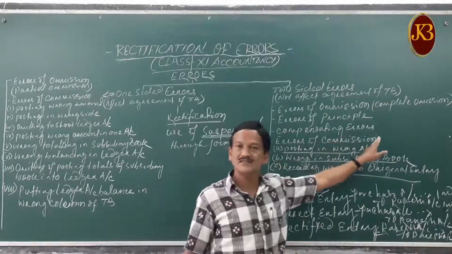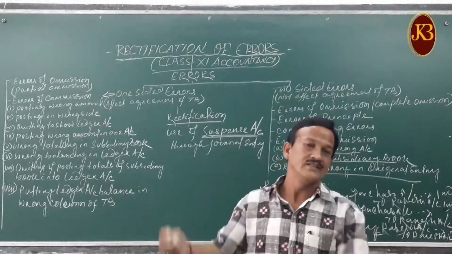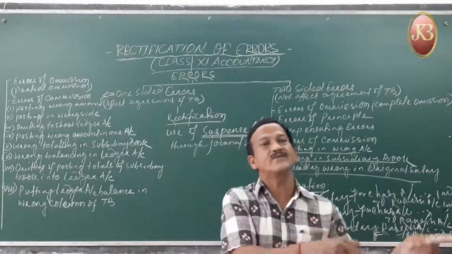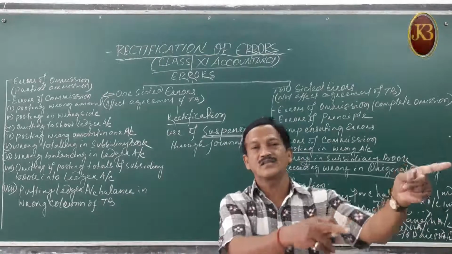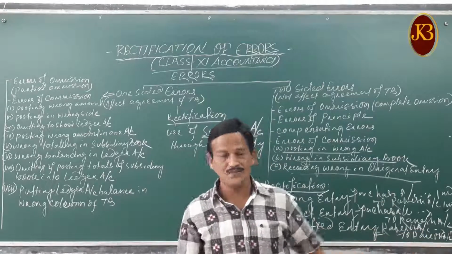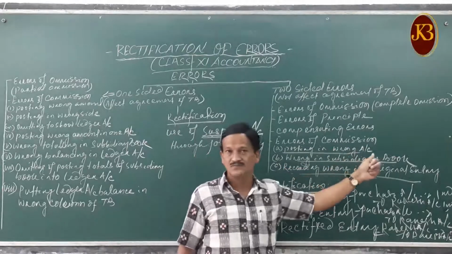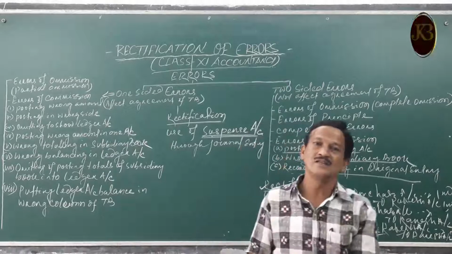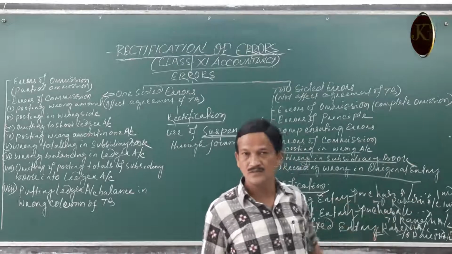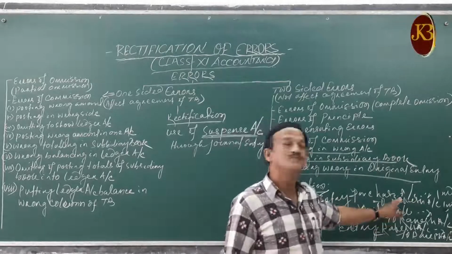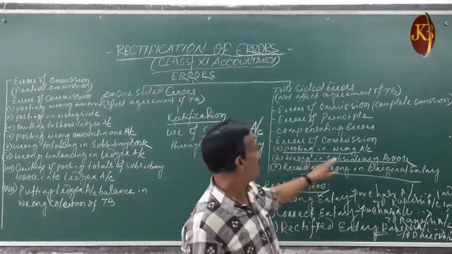Then compensating errors. Find the entries in which mistakes were made. In one, debit is excess by 100; in another entry, debit is short by 100. Which is excess, make it credit; which is short, make it debit. So that is how compensating errors are rectified. Then errors of commission, posting in wrong account. That means purchase of goods from Ramesh was posted to Rakesh account. So Rakesh account will be debited, Ramesh account will be credited. This is rectified.